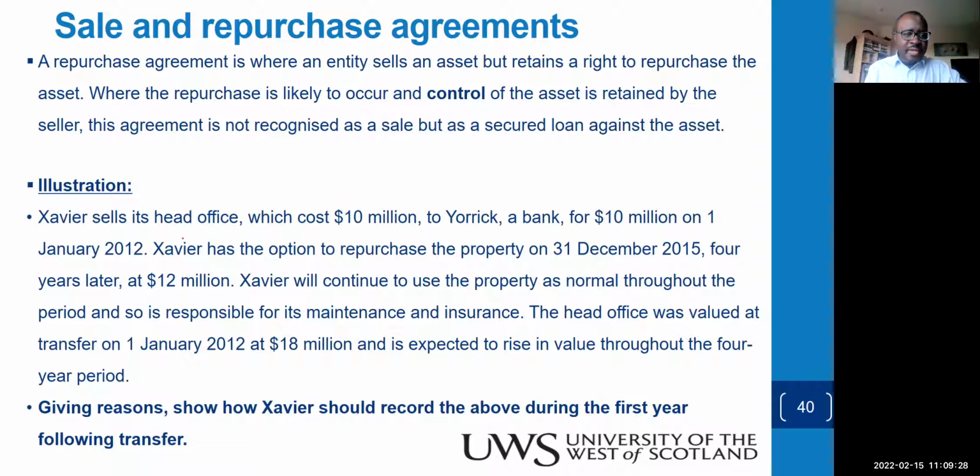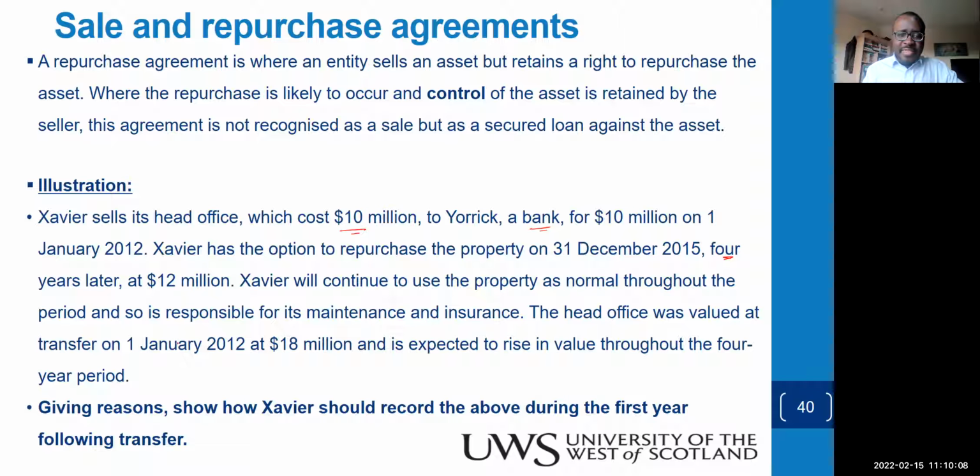Let's take this example. Javier sells his head office, which costs 10, to Yorick, a bank, for 10. On 1st January, Javier has the option to repurchase it after how many years? 2012 to 2015, so the whole of 2012, 13, 14, 15. After 4 years, for 12. Javier will continue to use the property as normal throughout the period, and so is responsible for maintenance and insurance. I have sold it to you, but I'm still using it, and I'll pay insurance and maintenance.